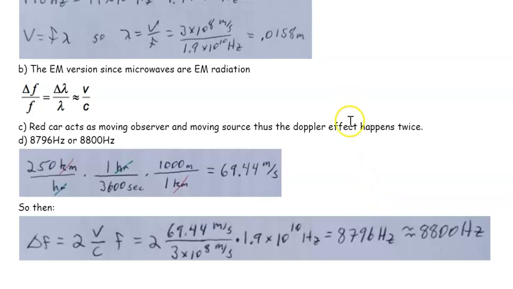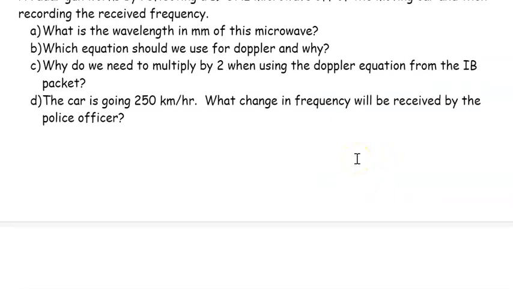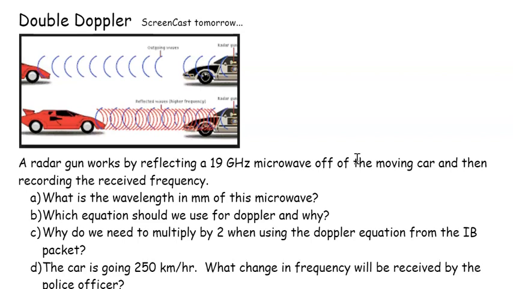Now that 88,000 change in frequency is observable by the police car. The little instrumentation there that receives it looks for the change in frequency between what it knows it's sending out and what it's receiving, and then compares them, and the difference between them indicates, sort of doing this whole problem backwards, how fast the car is going.